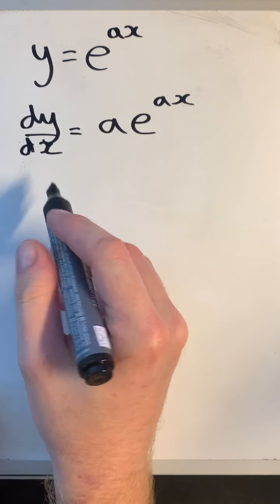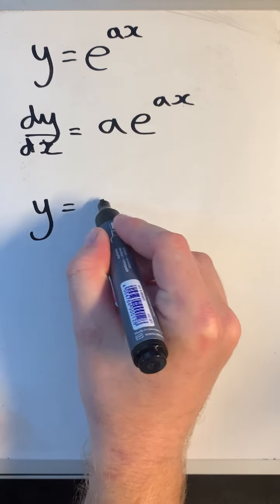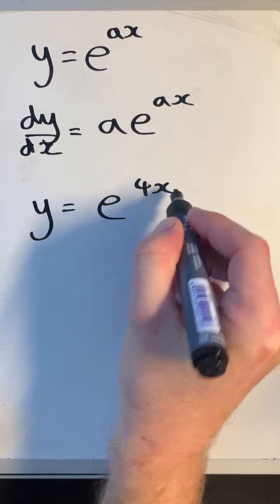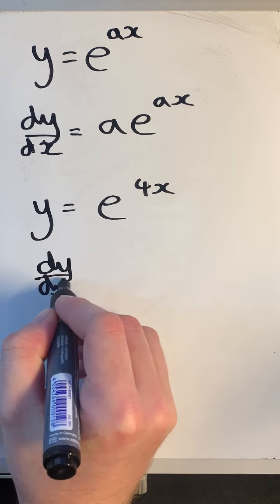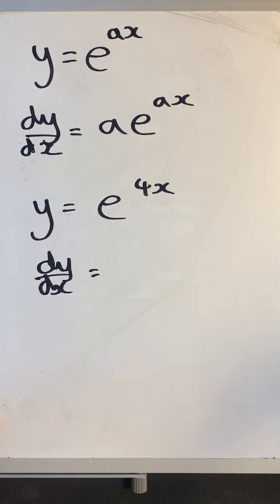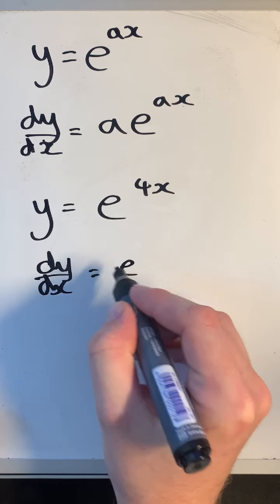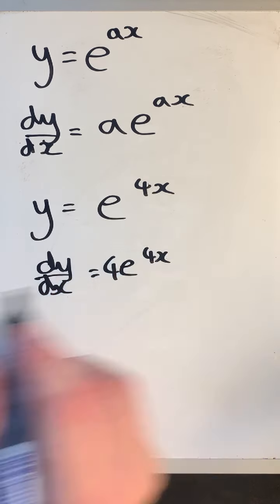So for example, if we do a quick one, e to the 4x, if we differentiate this, we get 4e to the 4x.